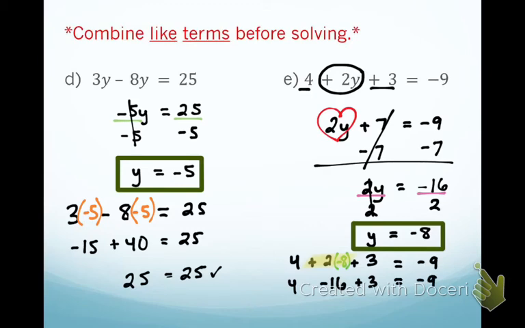Now let's focus on the positives over here. What are my 2 positive numbers on the left side? 4 and 3. Guys, if you combine 4 and 3, what do you get? 7. So I'm going to have 7 minus 16 equals negative 9. Let's look at this. What is 7 minus 16? Negative 9 is correct. Class, does negative 9 equal negative 9? Yes. That means it did check out. Give yourself a mini check mark.